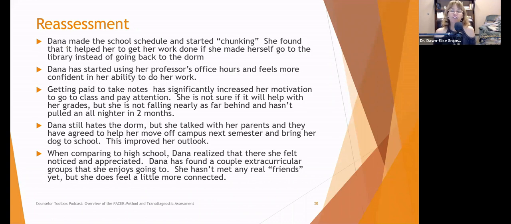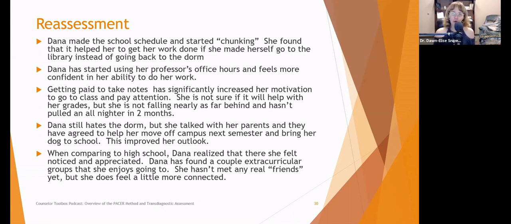Dana made the school schedule and started chunking. She found that it helped her to get her work done if she made herself go to the library instead of going back to the dorm. She has started using her professor's office hours and feels more confident in her ability to effectively do her work. Getting paid to take notes has significantly increased her motivation to go to class and pay attention. She's not sure if it will help with her grades, but she's not falling nearly as far behind and hasn't pulled an all-nighter in 2 months.